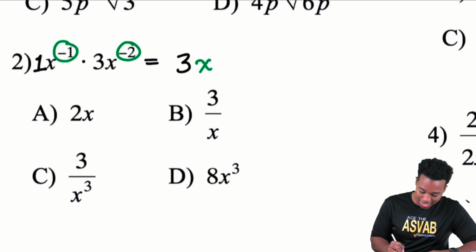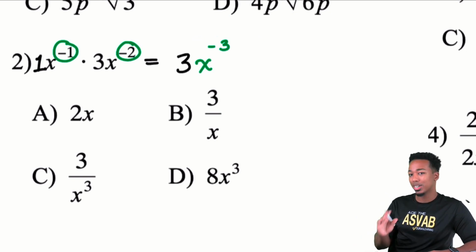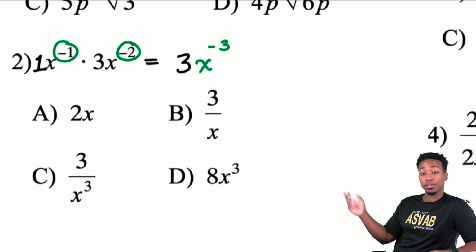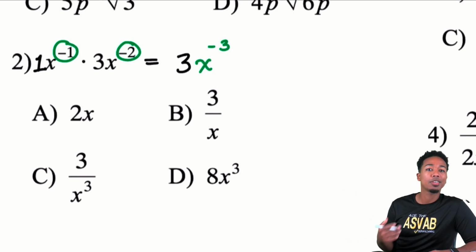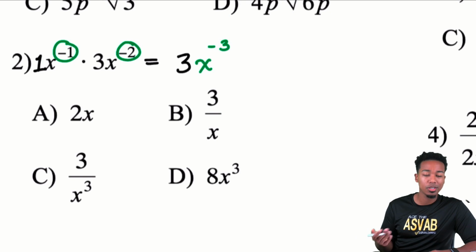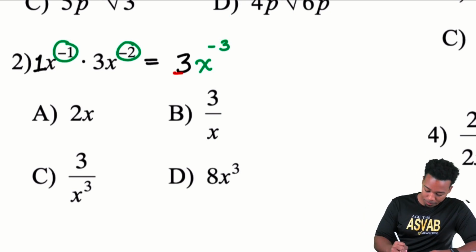Boom, that's going to be negative 3. Now, we're not done here because we actually have a result that has a negative exponent. If we want to write this with positive exponents, we'll have to go ahead and flip it. And so remember, the 3 right here stays the same. That's going to stay.